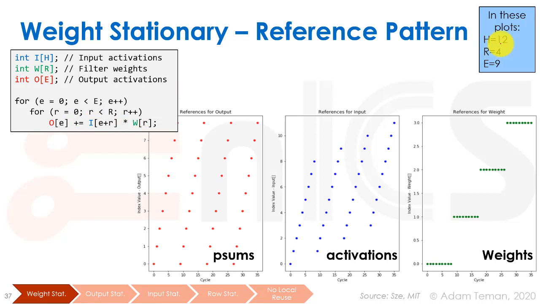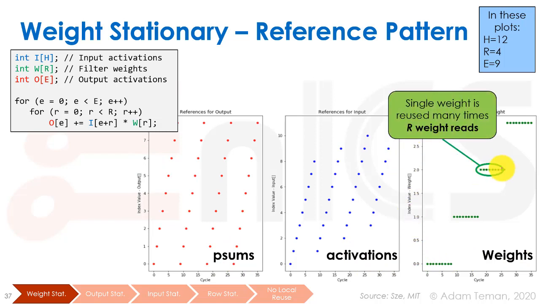For these plots, we also took these numbers. So we have the input activation size of 12, the filter weight size of R, and the output comes out size of 9 through that. What we have in these plots is the x-axis is the cycle, so how we go along reading things and writing things and making the calculations, and the index of the outputs, the inputs, and the weights is in the y-axis. And what's clear from weight stationary is that our weights stay stationary.